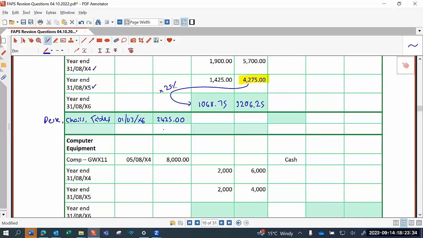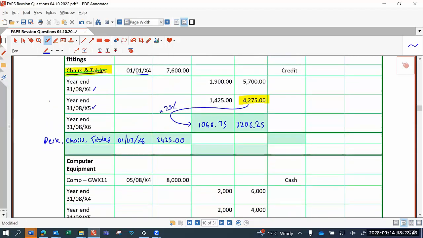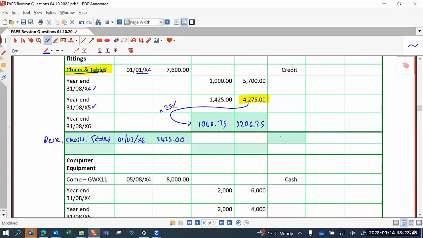So that can go in there. And how did we pay for it? Well, your options are cash or credit. This was paid on the same day that we bought it, so it was cash.